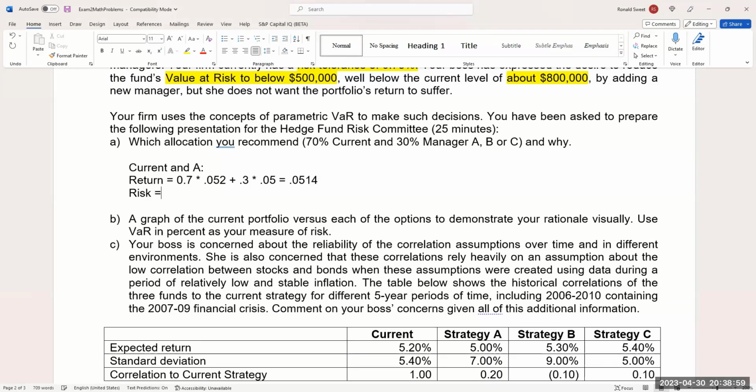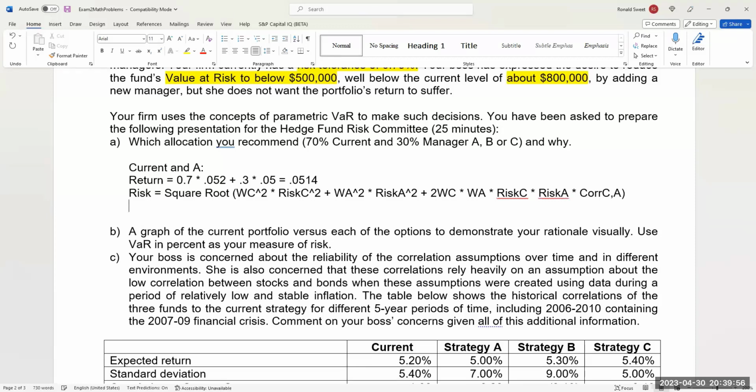And the risk is going to equal the square root of the weight of current squared times the risk of current squared, plus the weight of A squared times the risk of A squared, plus 2 times the weight of current times the weight of A times the risk of current times the risk of A times the correlation between current and A. I'll take the square root of that.